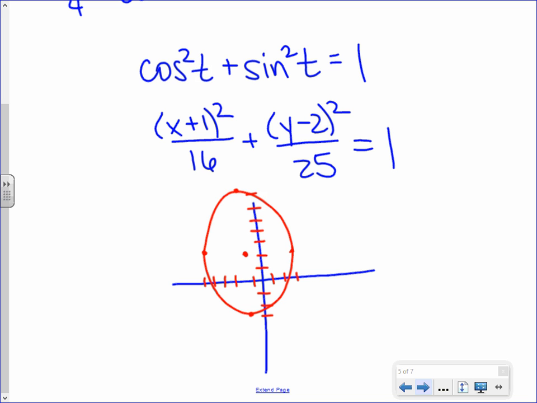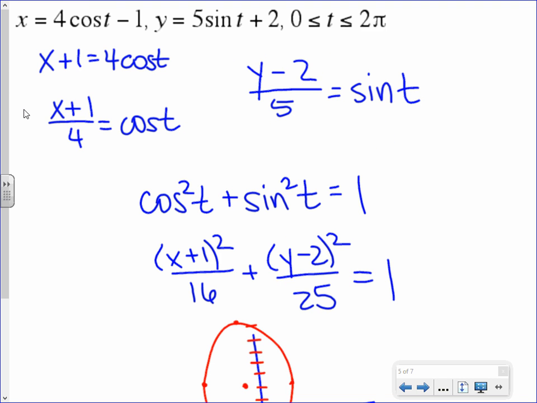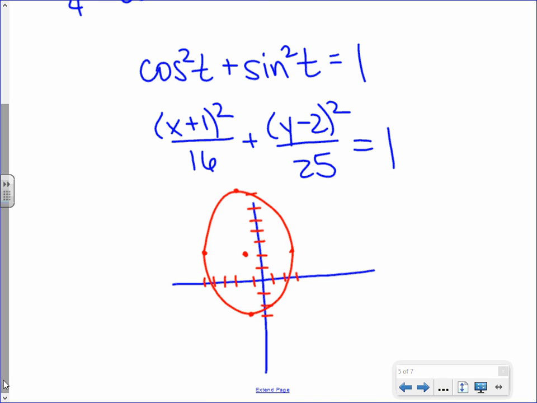So, we can't always assume clockwise. If we plug in 0, because our domain is 0 to 2 pi, x would be 4 cosine of 0 minus 1, y is 5 sine of 0 plus 2. Okay, so the coordinate 3, 2. This is where we are at t equals 0.